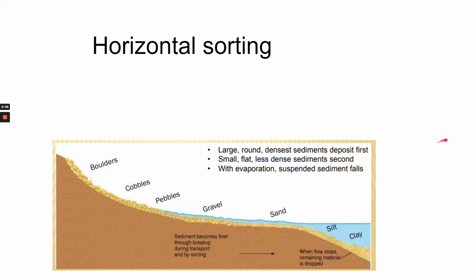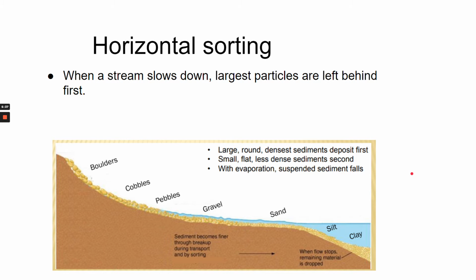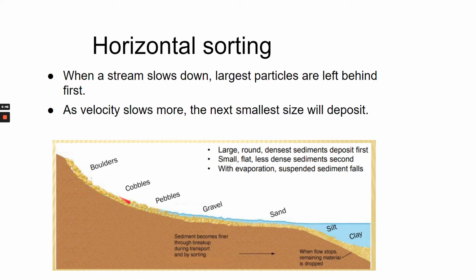So that is known as horizontal sorting. When a stream slows down, the largest particles are left behind first. Here are the largest particles. As the velocity slows more, this next smaller size will deposit.